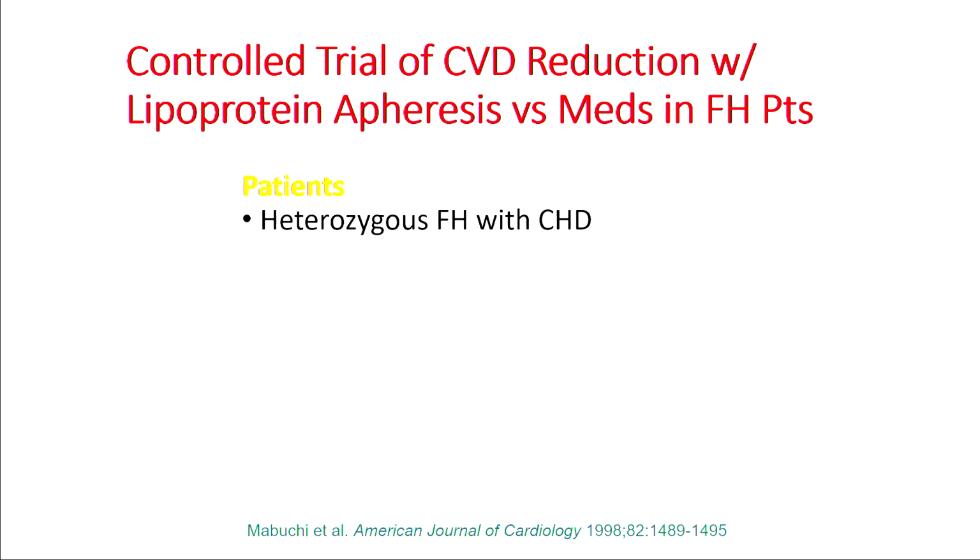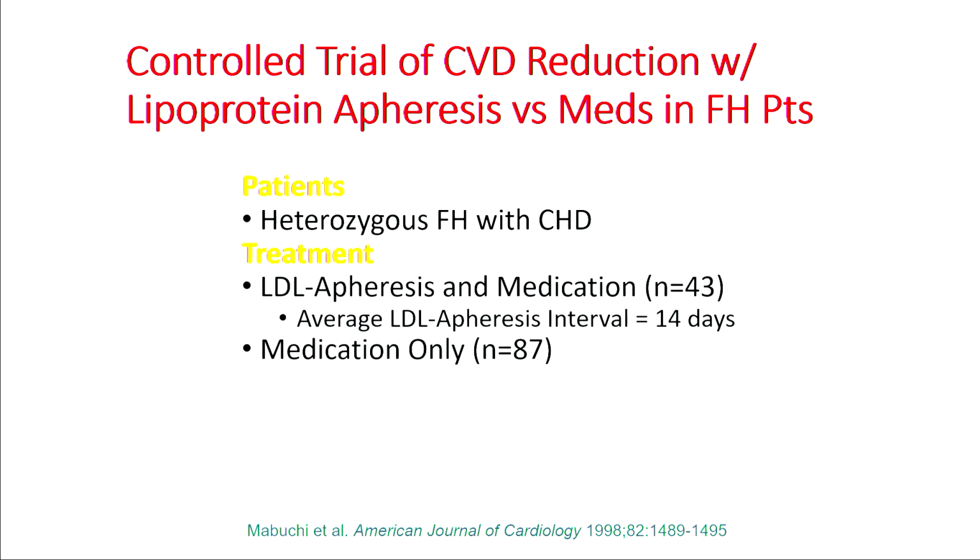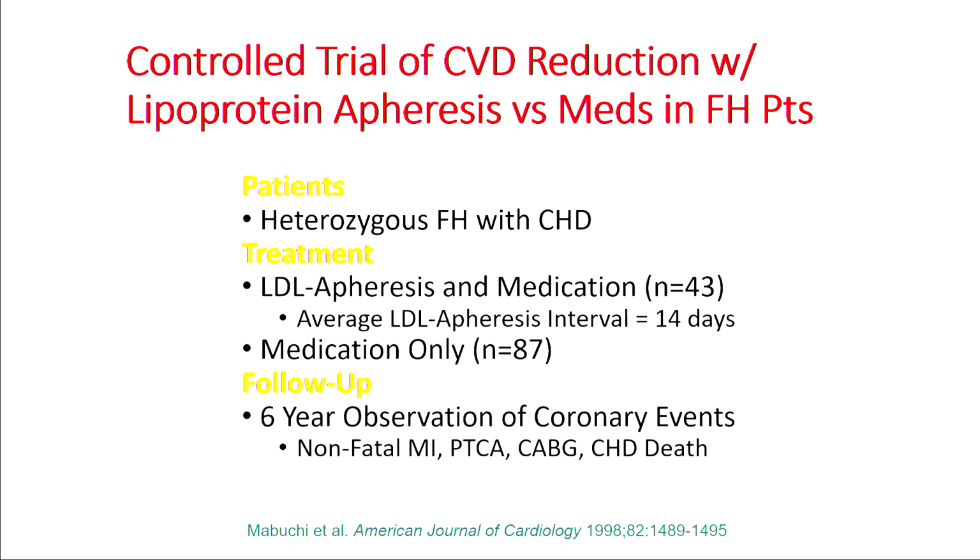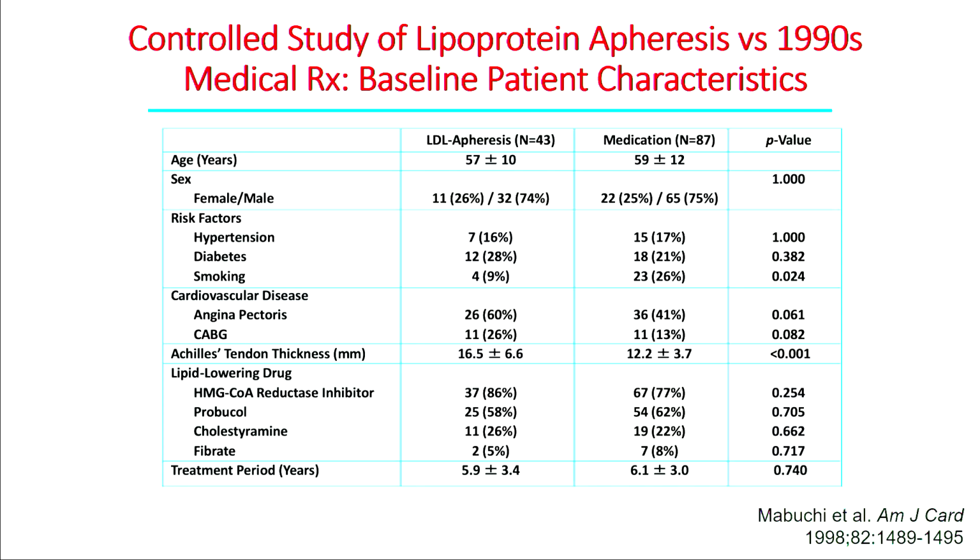In terms of apheresis, this was a really critical classic study from the late 1990s in FH patients with CHD. They compared those who got apheresis plus meds versus meds only. The average interval for apheresis, as we'd expect, was basically 2 weeks. They were followed up over 6 years for coronary events: non-fatal MI, stenting, bypass surgery, coronary death.